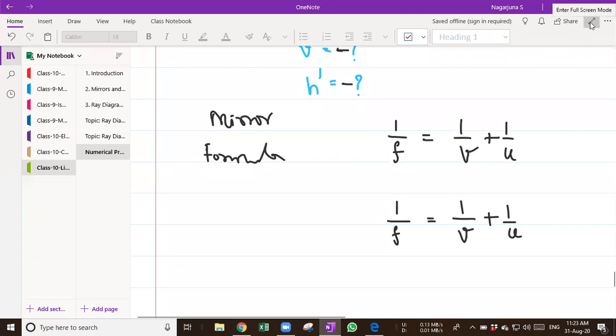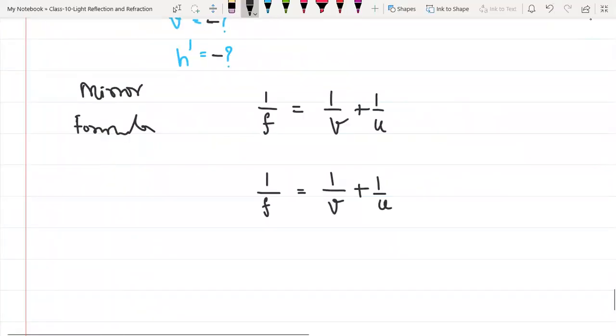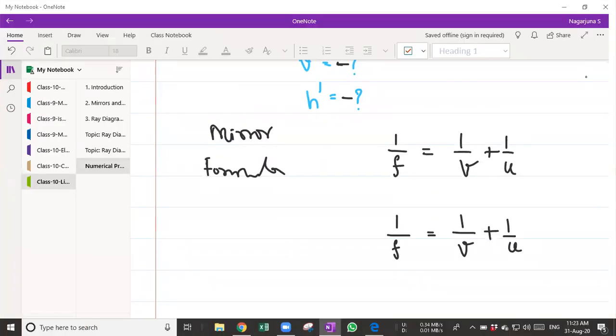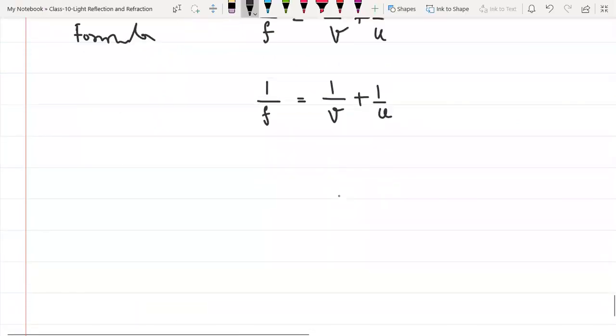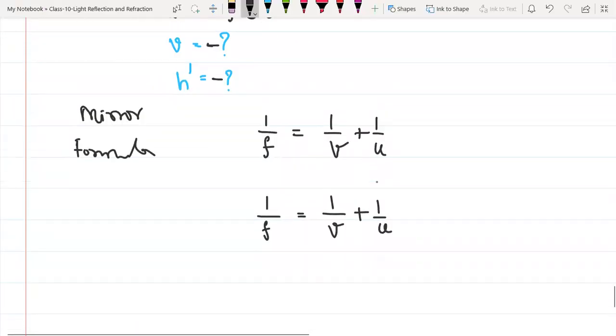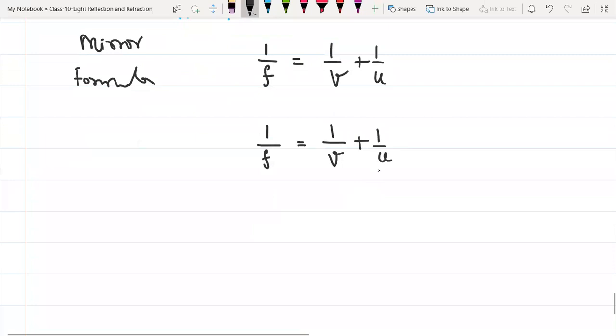So let us use that formula. If you use that formula, 1 by F is equal to 1 by V plus 1 by U, guys, what do you have to find? You have to find V, right? So keep this V this side, send that U that side. If you send, what will happen? 1 by V is equal to 1 by F minus 1 by U, isn't it?